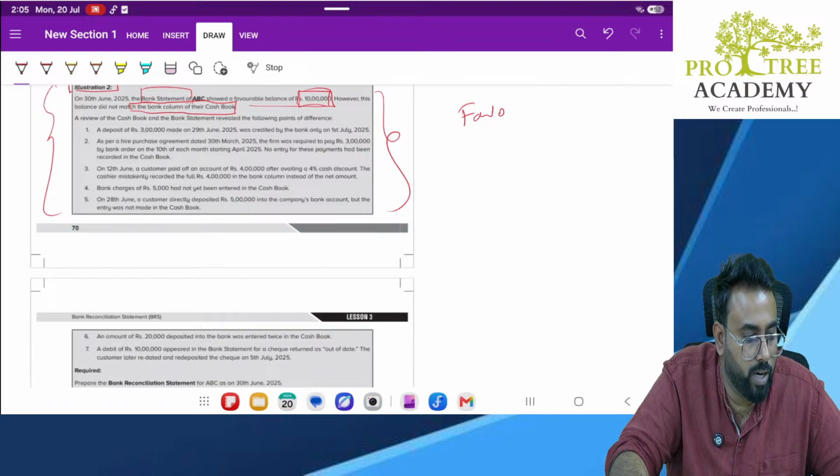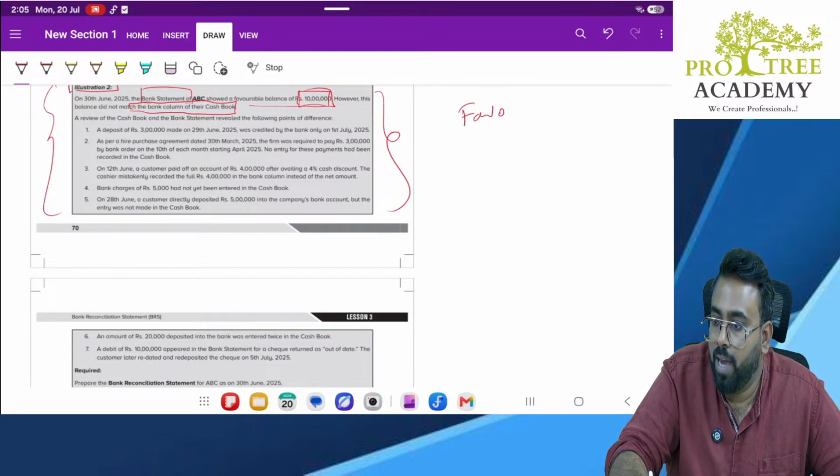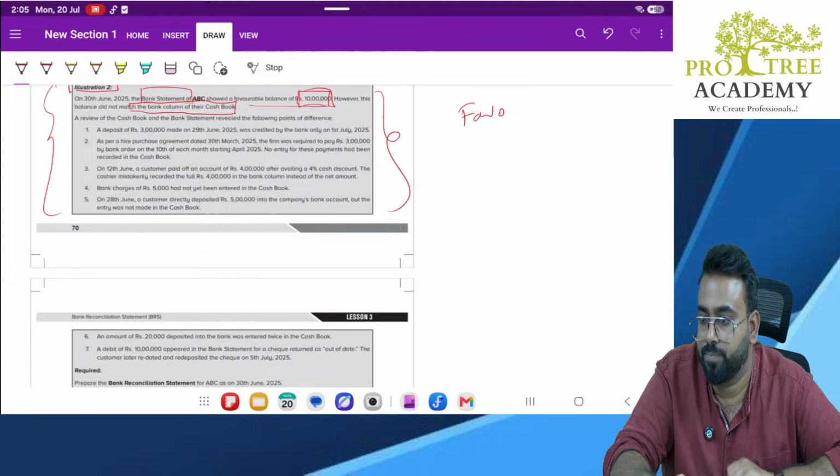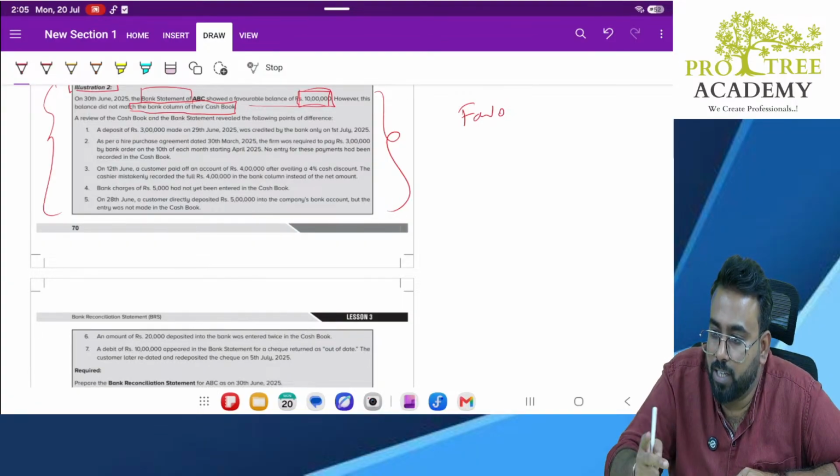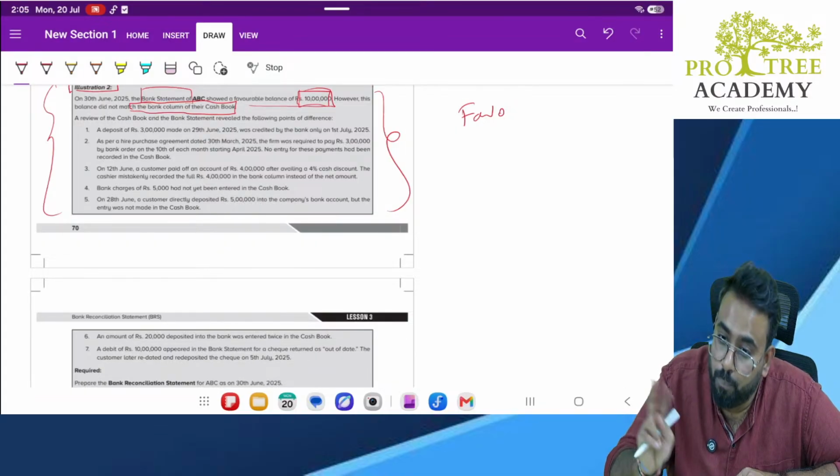Now in this question, you can't start from balance as per cash book. You will start from balance as per bank book, and you will go exactly opposite now. In cash book, what you would have done, if a customer had deposited in the bank account directly, then if you started from the cash book, you would have added it to the cash balance. Now you have to do the opposite of that.